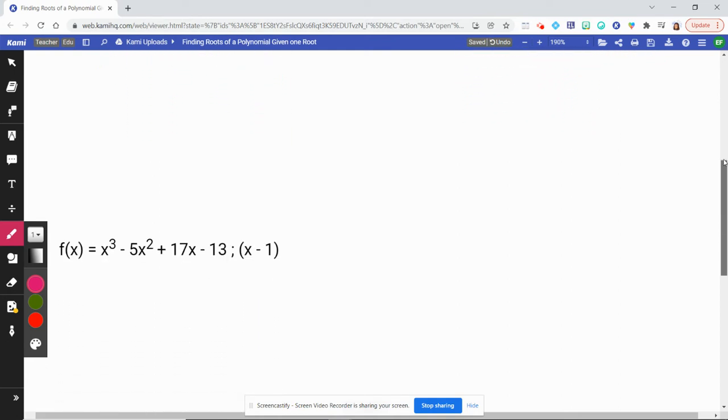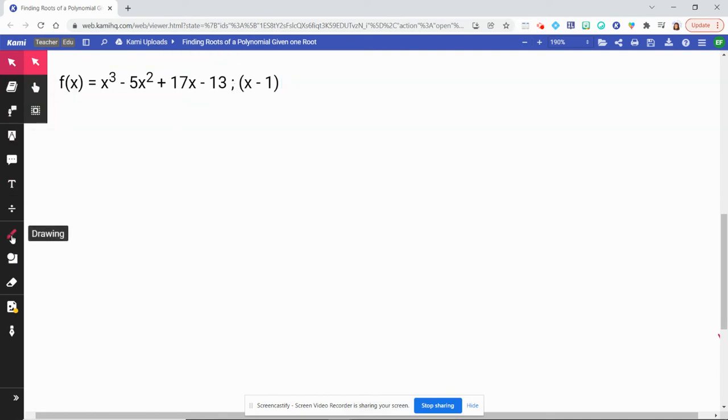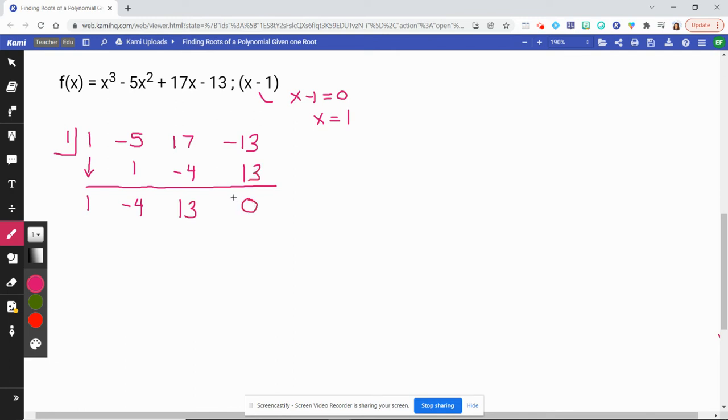If we go down to the next problem, now in this function, notice that I'm giving you a factor, not a root. So we'll have to get the root here by setting our factor equal to 0 and solving. So when we go to do the synthetic division here, we're going to have a 1 on the outside as our root. And then we're not missing any terms here. So we can go ahead and throw our numbers into our synthetic division, dropping down our first number, and then a series of multiplication, addition, multiplication, addition, multiplication, addition, and again we notice that we have 0 as a remainder.